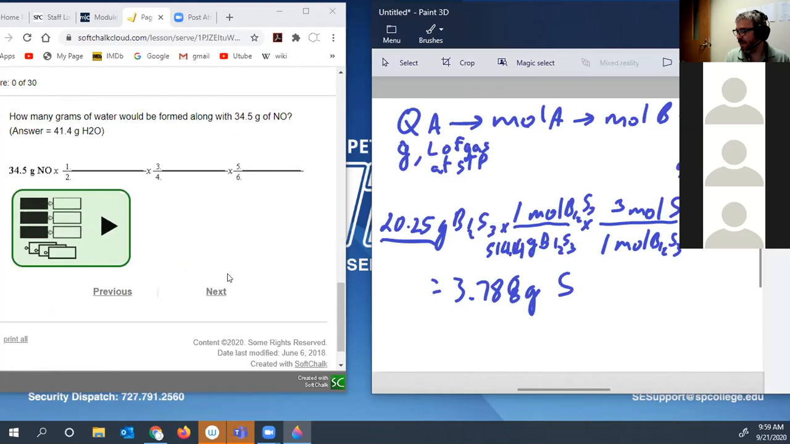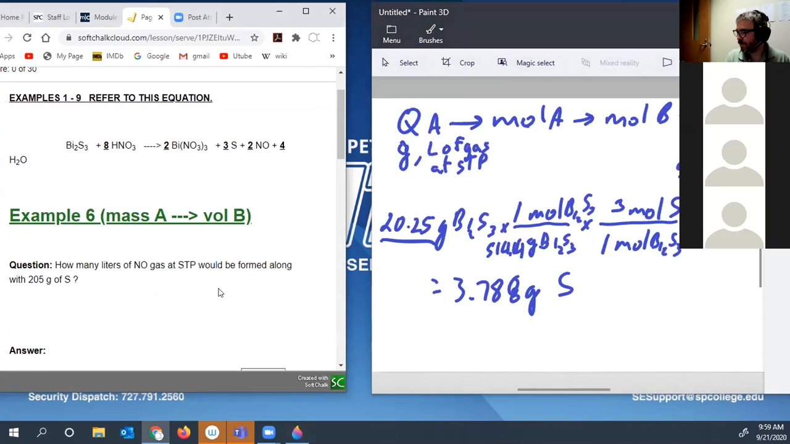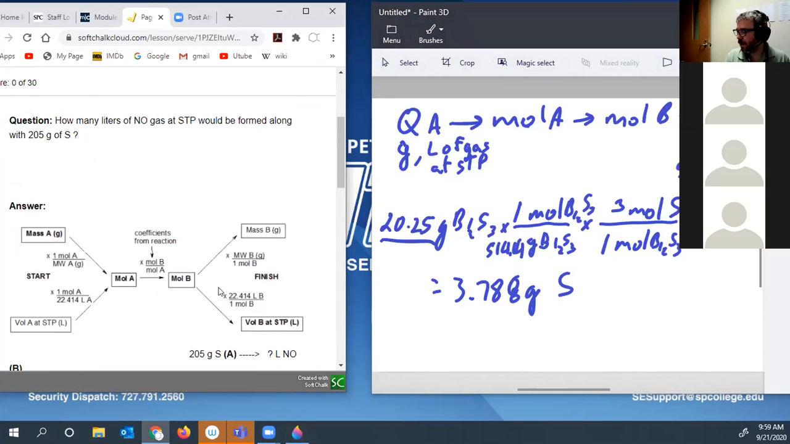Okay. The hardest part of this is going to be the percent yields. That's what people tend to really get upset about. Now I like this one here, because we're switching between liters and grams. So this one's kind of a cool one to do.